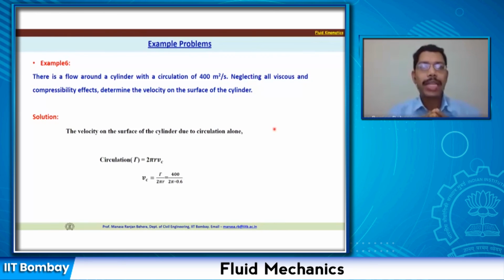Now here, I think in the problem I forgot to give the radius of the cylinder, so that is given as 0.6 meters. So if it is 0.6 meters, then obviously you will have the value of the velocity Vc equals 106.1 meters per second. So if you have the circulation, you can find out the velocity around the cylinder also. So these are various applications and quick examples that you can go through, and you have a lot of other example problems that you can also solve to understand the subject more.